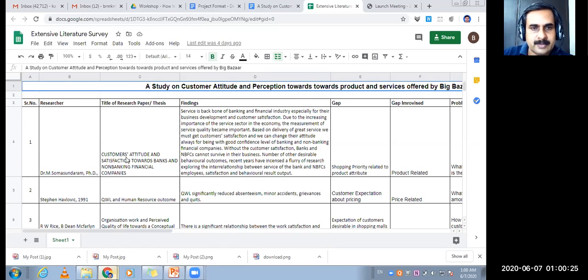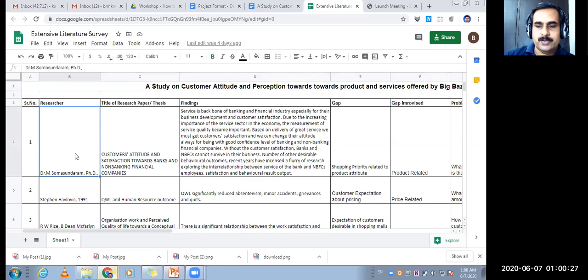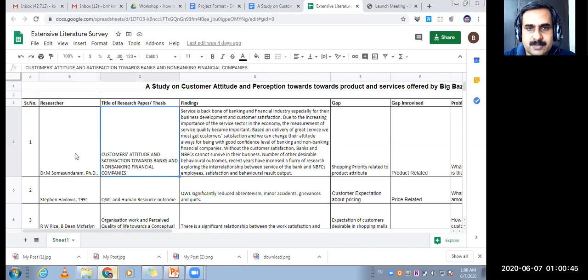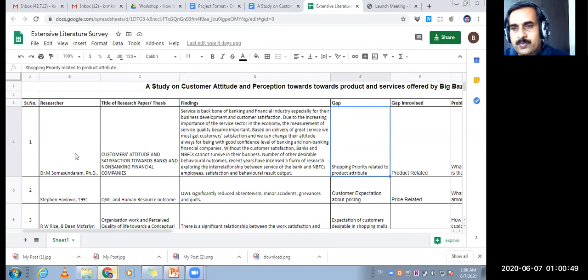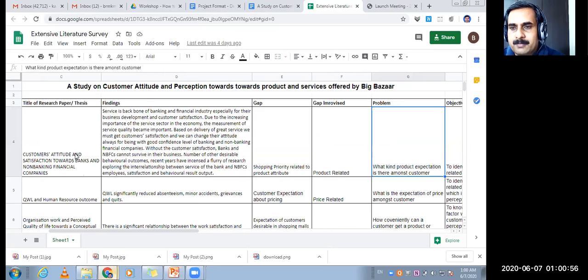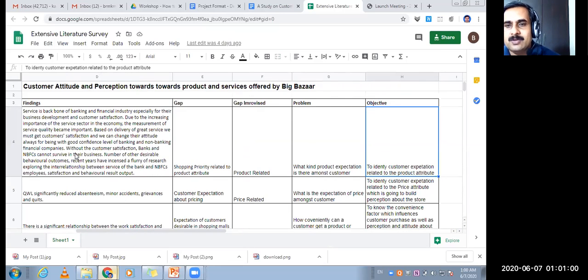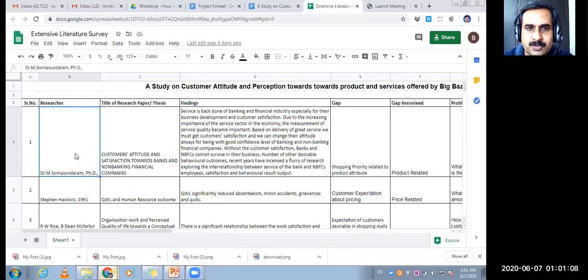Now, let me show you how we usually do this extensive literature survey. We have the title of the research paper or thesis, findings, and the gap which we have got through a particular research paper, then gap improvised, then the problem which we have faced through that gap identification, and on the basis of that problem we are going to devise our objective. And this is the process which every researcher or summer internship project report student should follow.